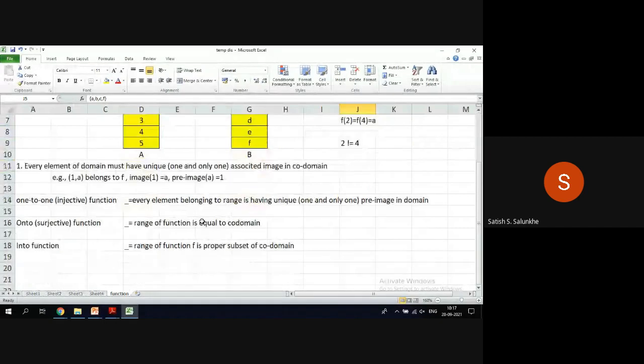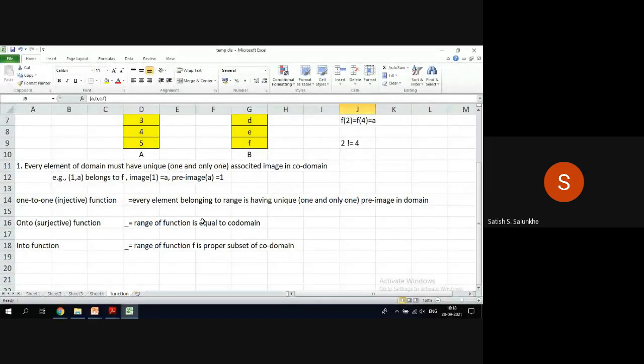So is it clear or not? Please let me know in the chat box. Any difficulty in understanding? Please do reply quickly in the chat box. Is it clear or not? Yes or no? Okay, good. Let's proceed ahead.